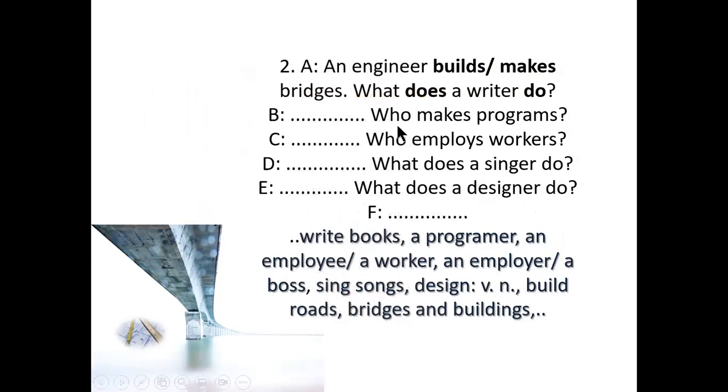Now, a lot of sentences with singular subjects, simple present tense sentences. An engineer, you know this, an engineer builds or makes bridges. What does a writer do? A writer writes, this one. Write is the base form, but a writer writes books. Who makes programs? A programmer makes programs.